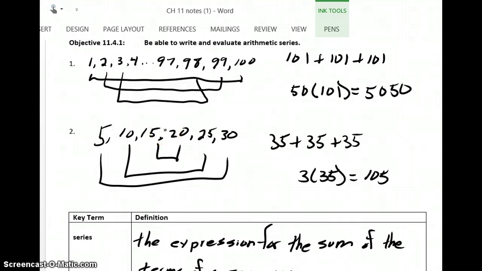So we could do the same thing if I had a smaller group. 5, 10, 15, 20, 25, 30. Instead of adding them up, and I know it wouldn't be difficult to do that, but I could look at it the same way. 5 plus 30 is 35. 10 and 25 is 35. And then finally 15 and 20, I get 35, that's the groups of 3. 3 times 35 is 105.